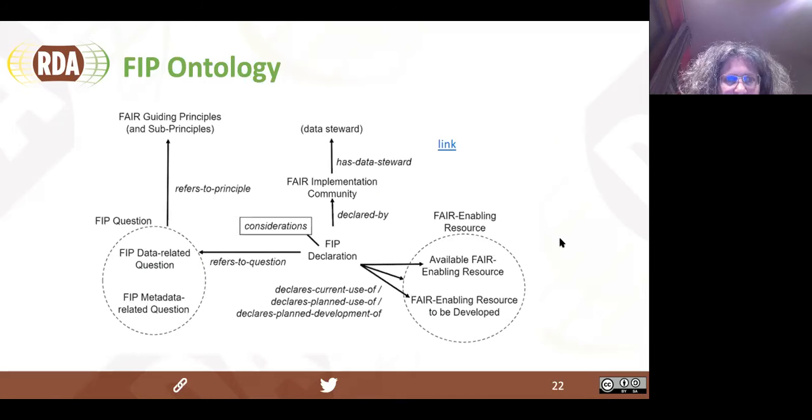And we developed an ontology where we define a FAIR implementation community as a community having the goal to produce FAIR data and metadata. And this community declares a data steward that, in the name of the community, makes a FIP declaration, where the community is using an available FAIR enabling resource or a FAIR enabling resource to be developed, which refers to a specific FIP data related question or FIP metadata related question, and this refers to a specific principle.